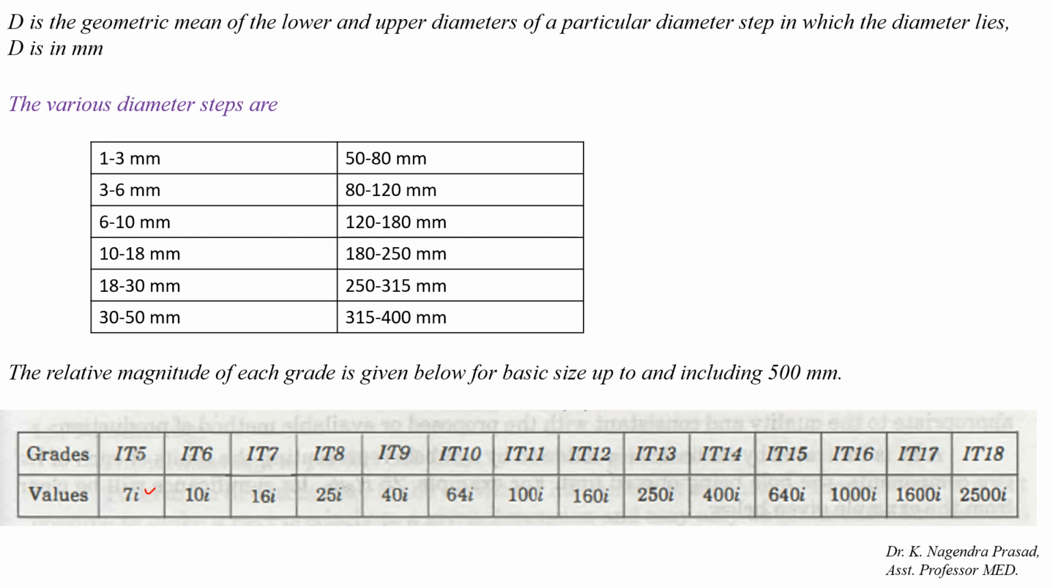In general, it will be given IT7, IT8 and up to IT12. At least these you have to remember. So depending upon the tolerance grade, you have to use the corresponding values.